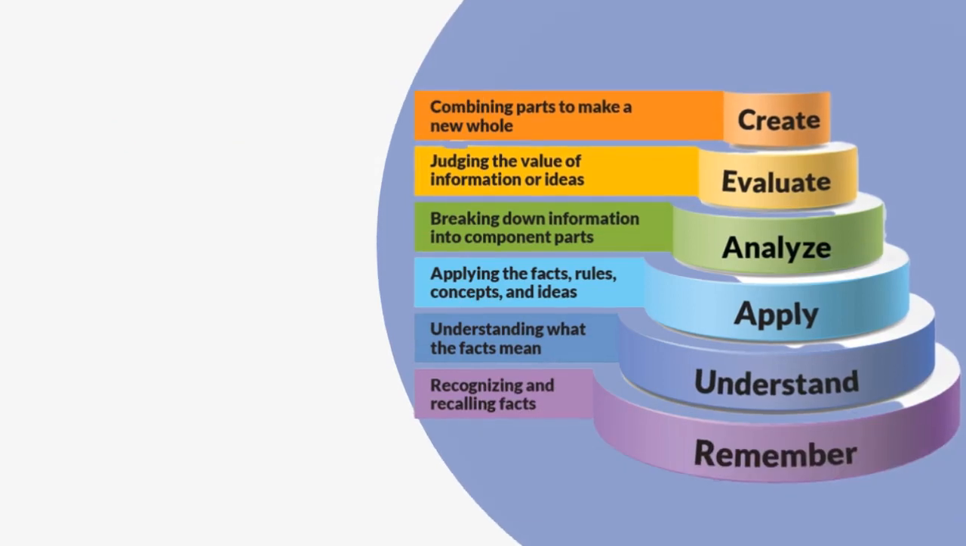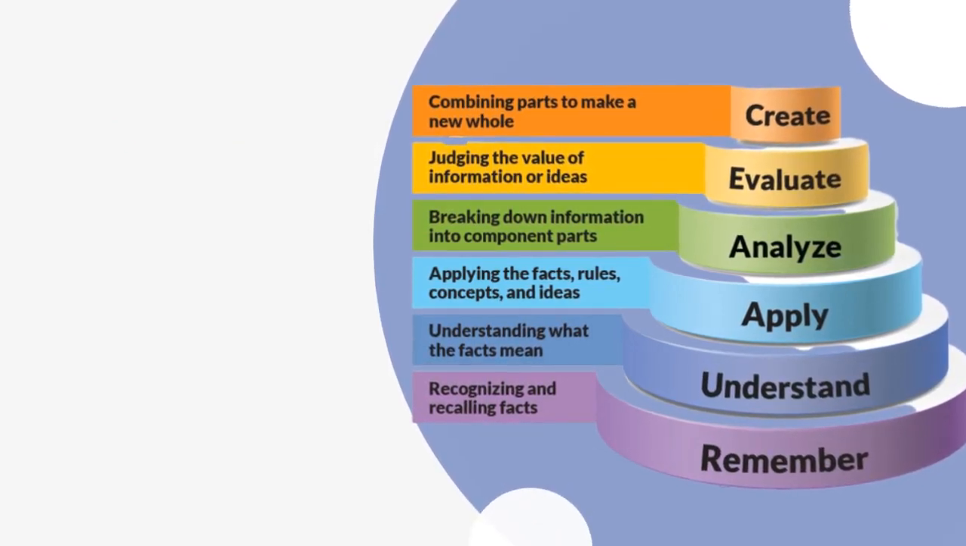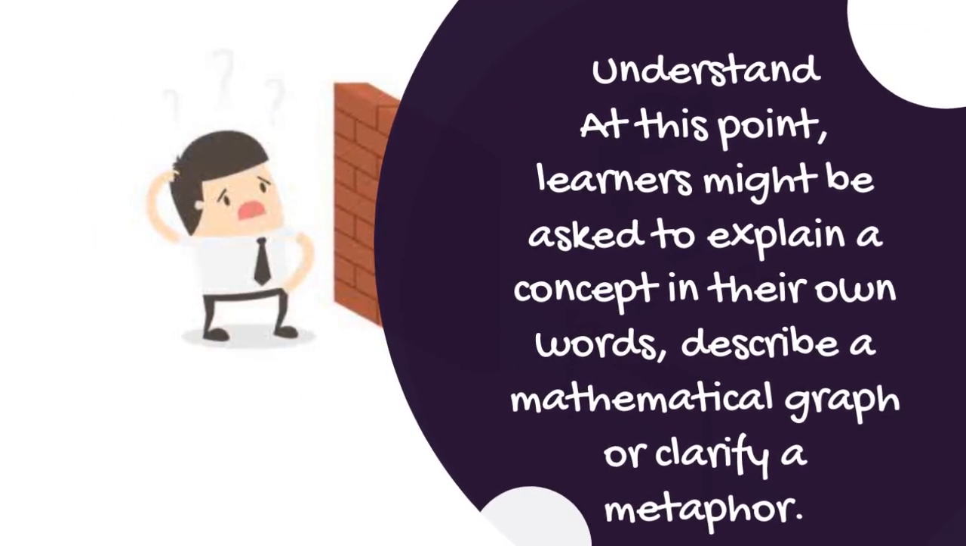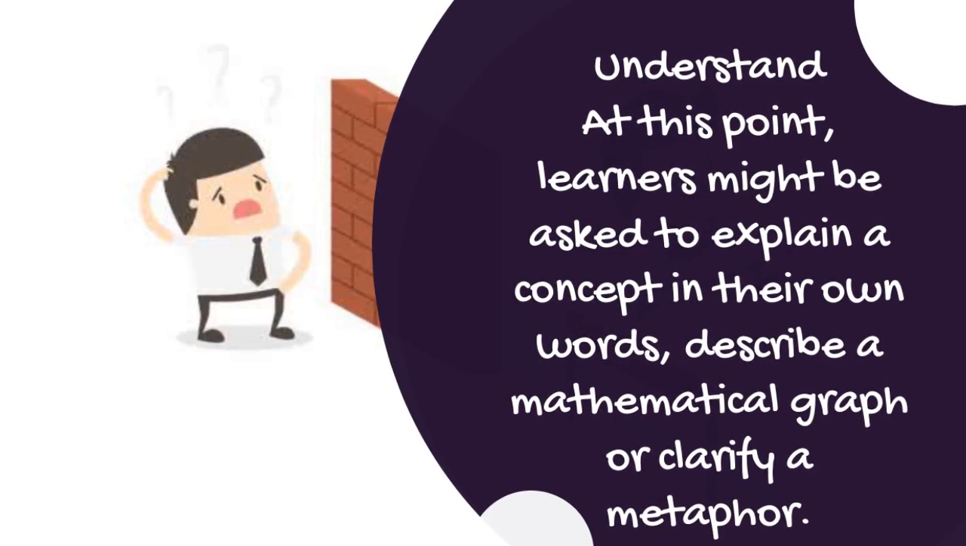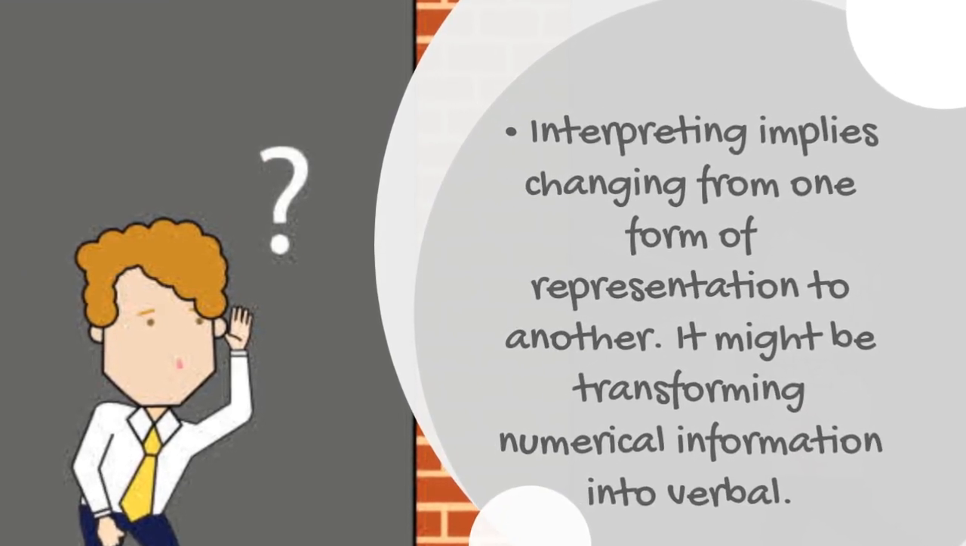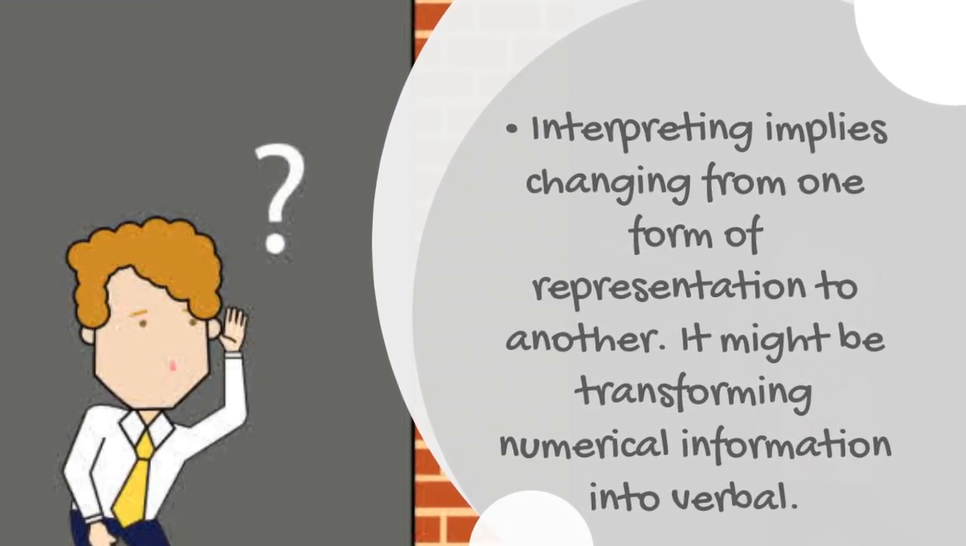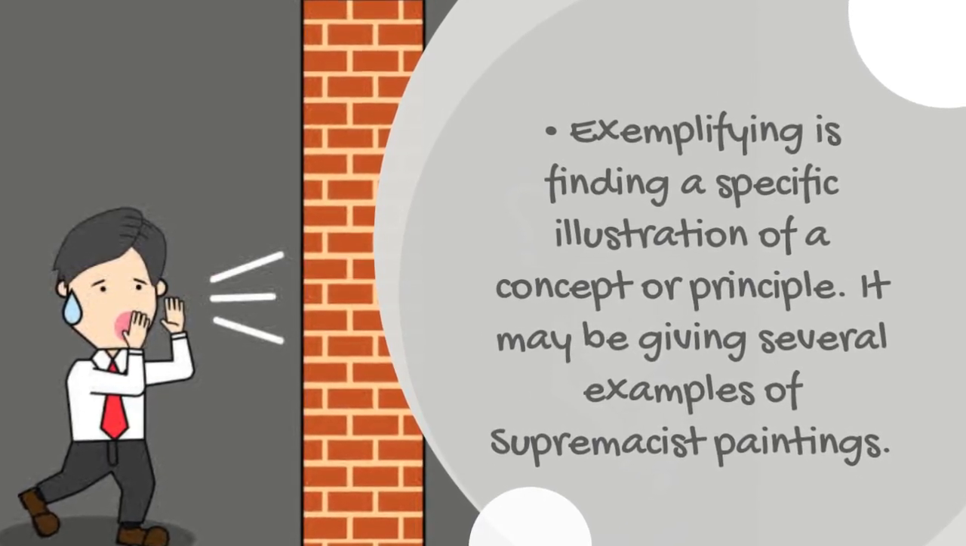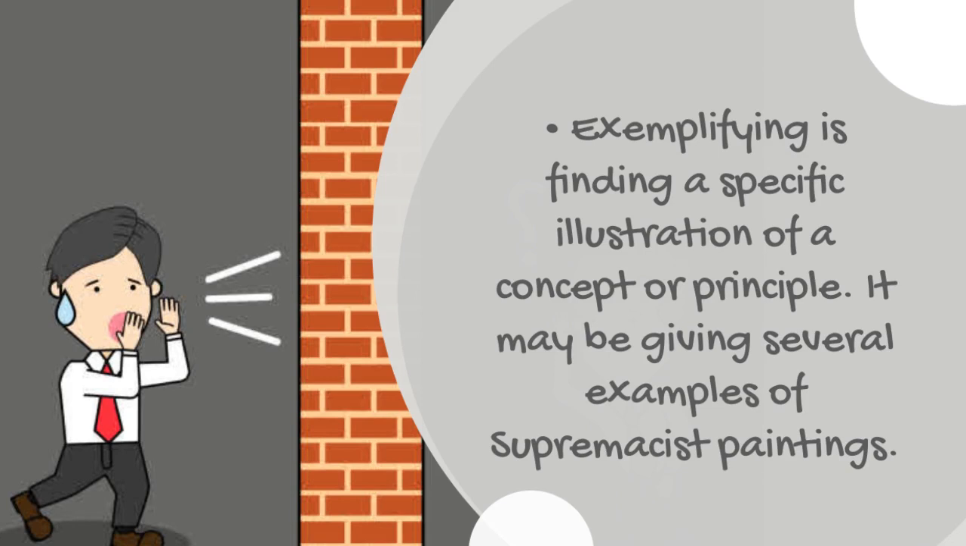The second level is understanding, and at this point, learners might be asked to explain a concept in their own words, or to describe a mathematical graph. The processes associated with understanding are, first, interpreting, which implies changing from one form of representation to another. It might be transforming numerical information into verbal. Second is exemplifying, which is finding a specific illustration of a concept or a principle.